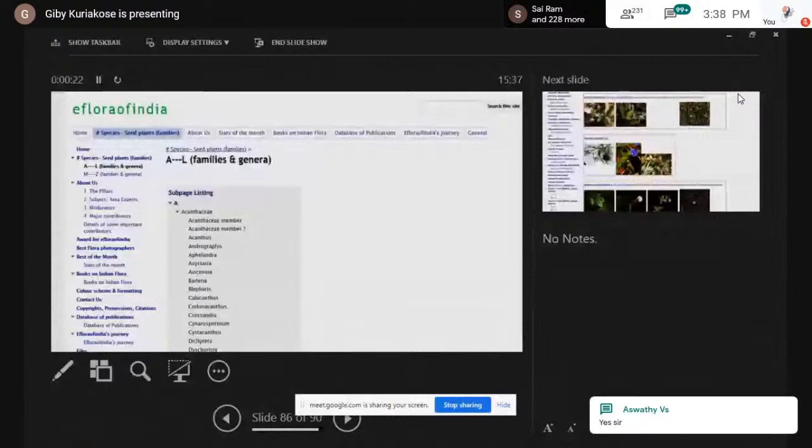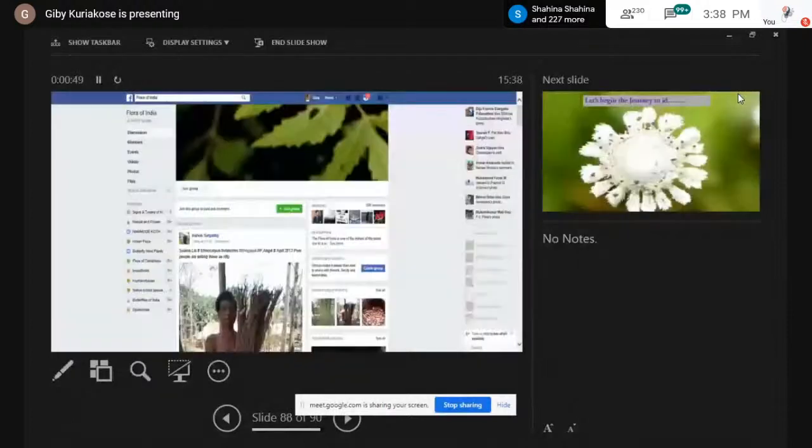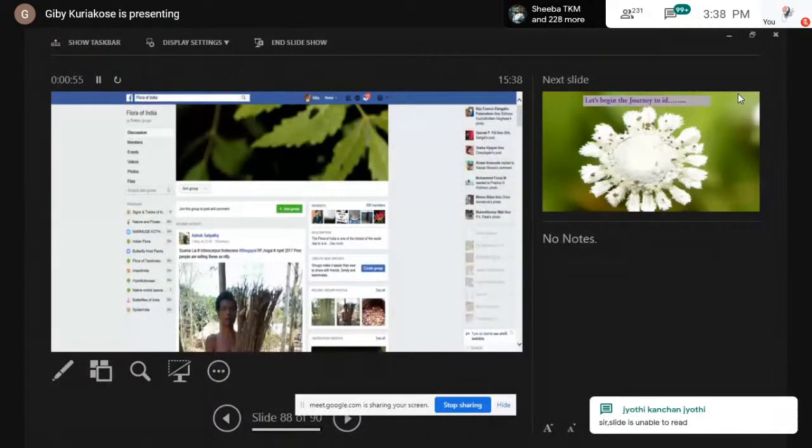Discussion by different people. There are different species and pictures from different people from across the country, so that you can see differences, variations, and things like that. And there are sites on Facebook, Flora of India, Flora of the Western Ghats, Flora of South India, and so many different sites and groups on Facebook also.